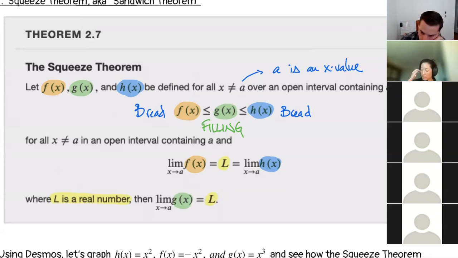Now, imagine your favorite sandwich. For the sake of this theorem, we're only going to think about one filling, because we only have one function in there. But think about your favorite sandwich. Mine is, I don't know, what have I been eating lately? Peanut butter. So I've got a peanut butter sandwich. My g of x is the peanut butter, and I've got my f of x and my h of x that are the bread.